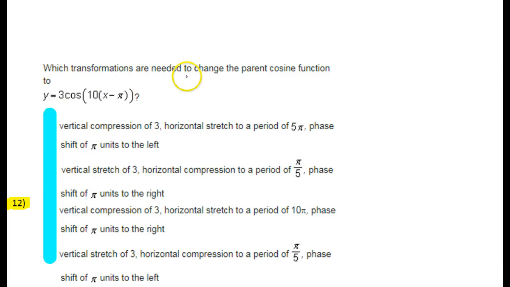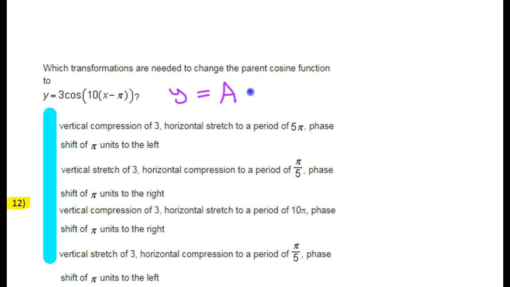Which transformations are needed to change the parent cosine function to this one, shown right here? Well, we need to have a brief discussion about how the numbers inside of a function transform the graph. So here's the general breakdown. Okay, here's a general model.